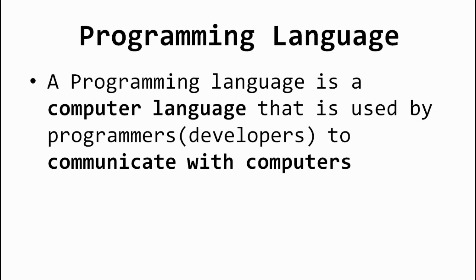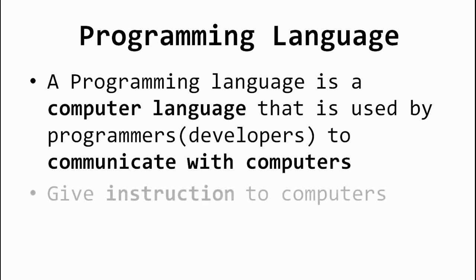What is the use? Giving instructions to computers. The programmer gives instructions to computers to do some job or specific task. This is the basic definition of a programming language. Once again, a programming language is a computer language used by programmers to communicate with computers, giving instructions to the computers. This is the interaction between the human and the computer.